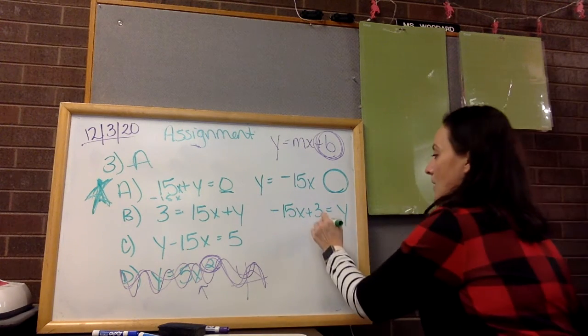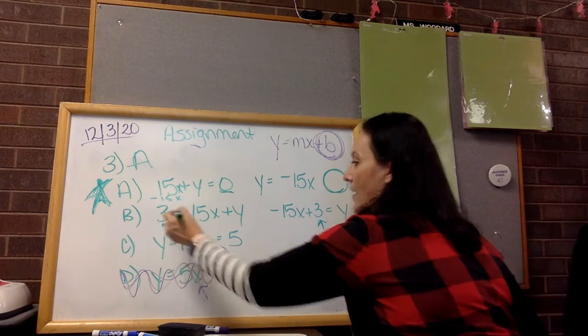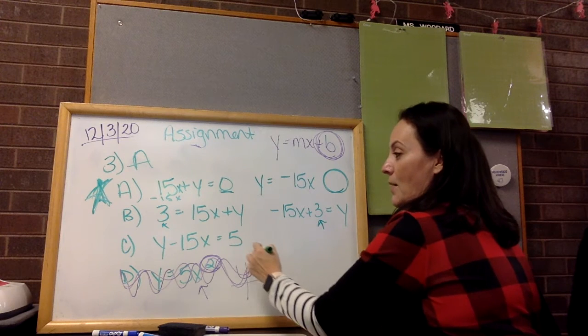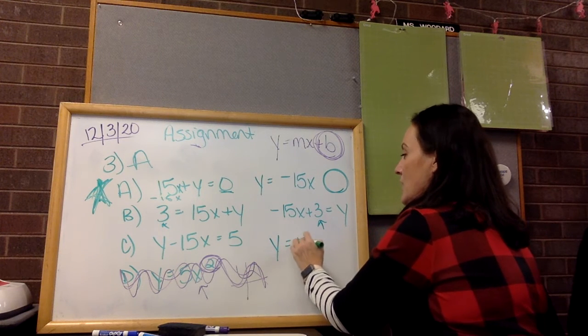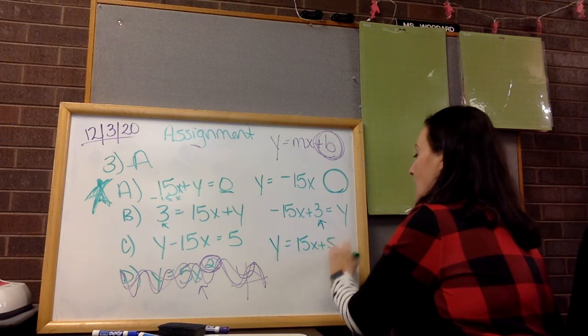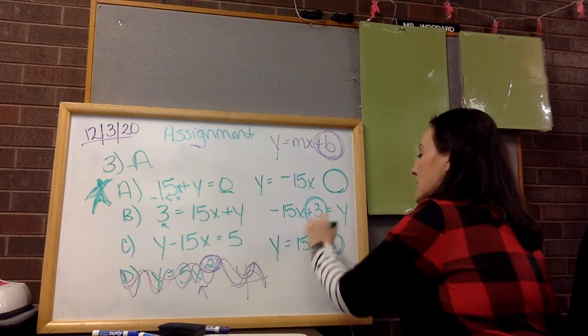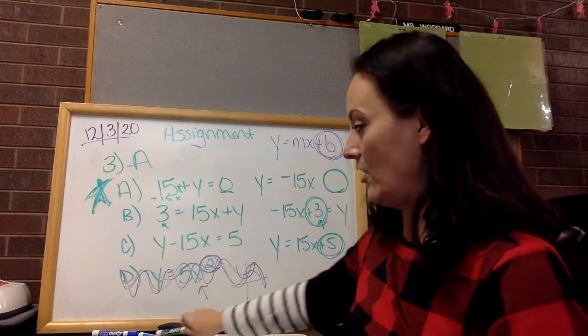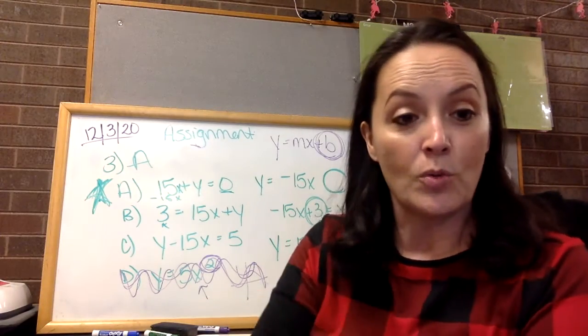But look at this. This one has a b. This is the b part right there. And I can look at this one and I can tell you right there that that 5 is going to be a problem. So I got y equals 15x plus 5. And this one has a b. Since they have b's on them, those are non-proportional. My only proportional one is letter A. So that's going to be your first 3 slides.